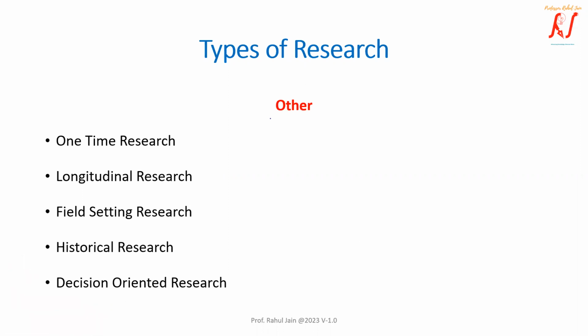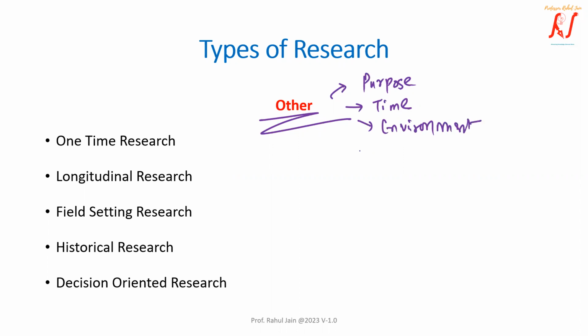And here in this session, we are going to cover some other types of research, other than the ones we have already discussed, like conceptual versus empirical, fundamental versus applied, quantitative versus qualitative, or descriptive versus analytical. Some other types of research are generally based on the purpose of research, the time frame over which the research is conducted, and the environment or atmosphere in which the research is conducted. On the basis of these points, we can further divide it into some types.